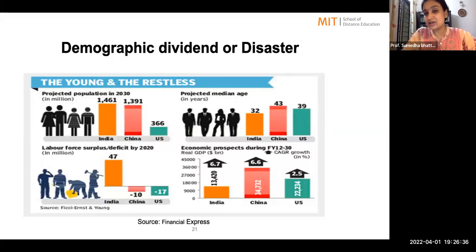That is, it is $13,420 billion, the lowest. In China, it is going to be $34,732 billion, while for the US, it is going to be $22,234 billion. So we can see here a mismatch, that is, the growth rate is higher, but the number of jobs being generated is lower.